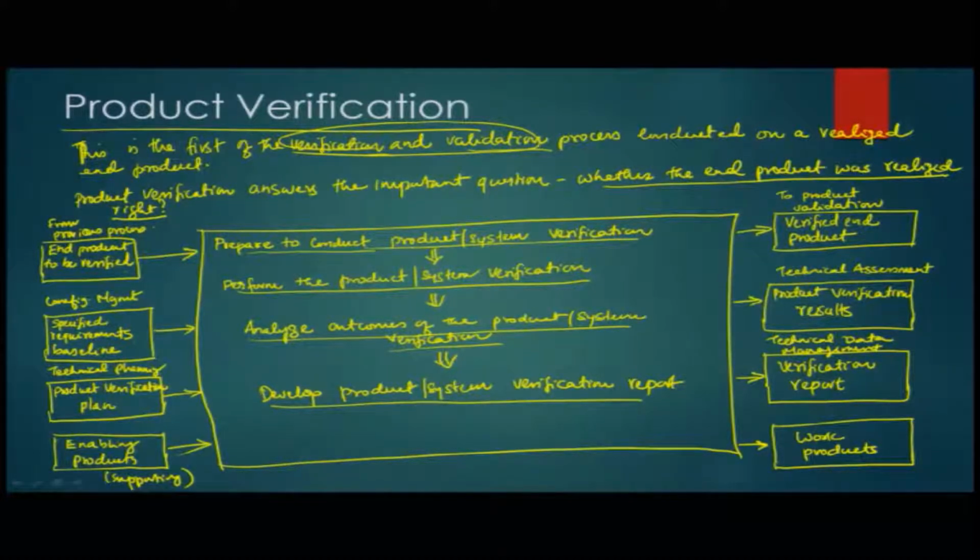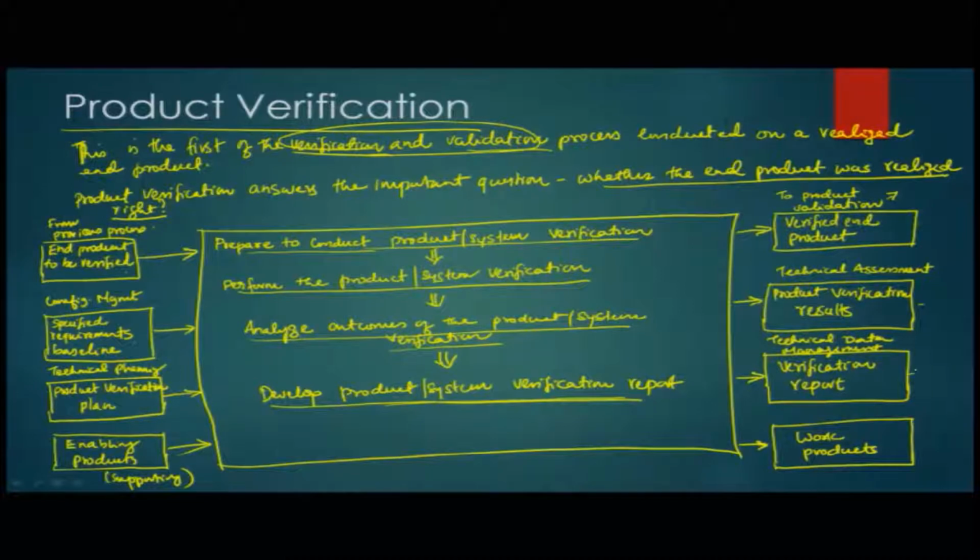First we prepare to conduct the verification, then we perform the verification, then after that it is done, we analyze the outcomes of the verification, and then we develop the system verification report. Okay. And the output that comes out is the verified end product, which moves towards the validation stuff, and then the technical assessment part will get the verification results.